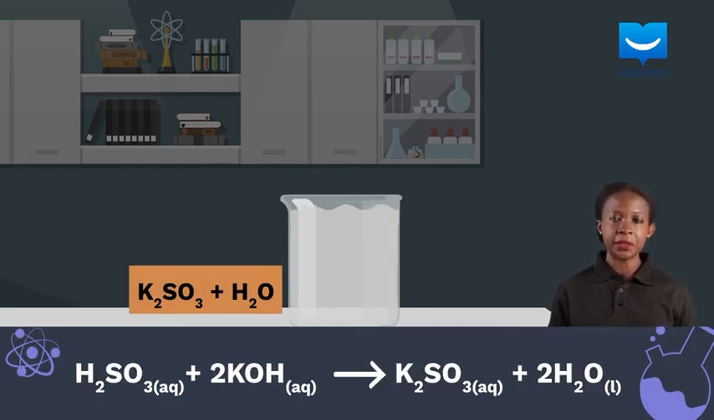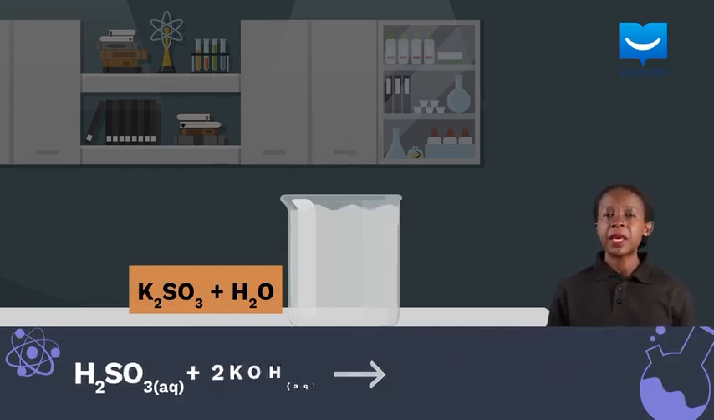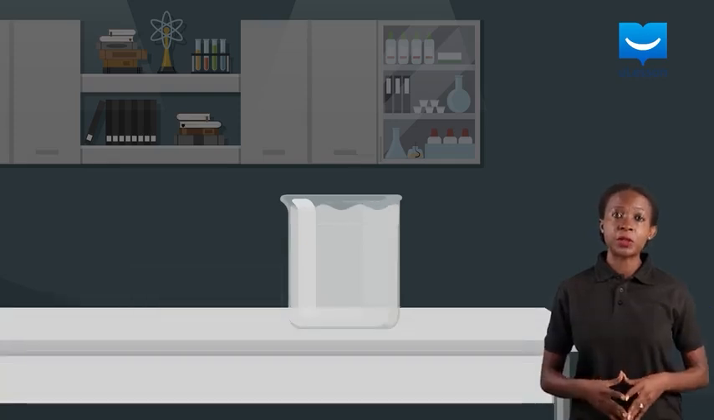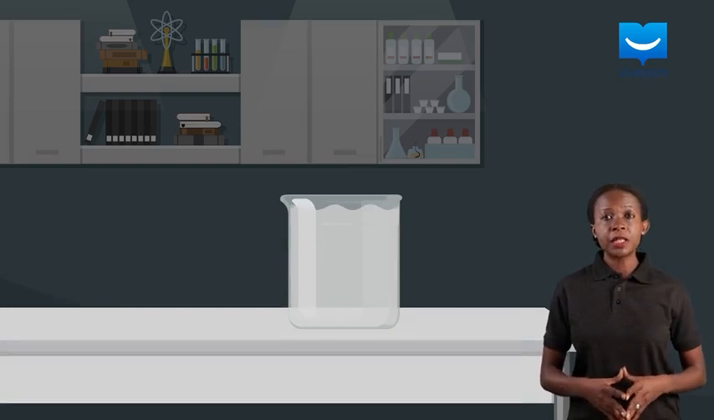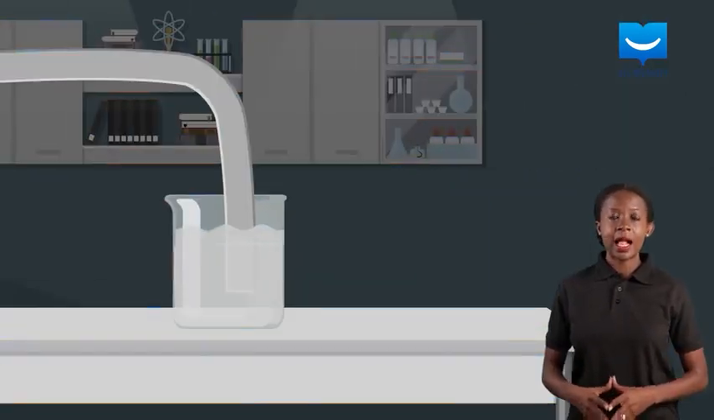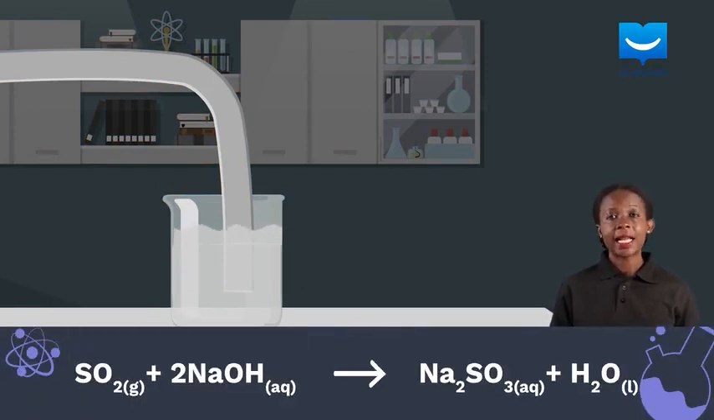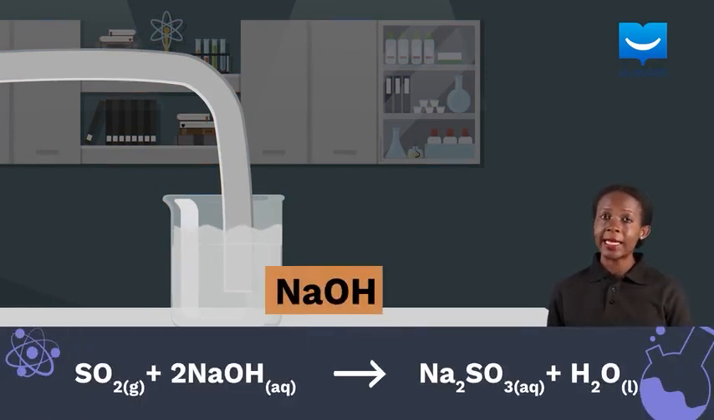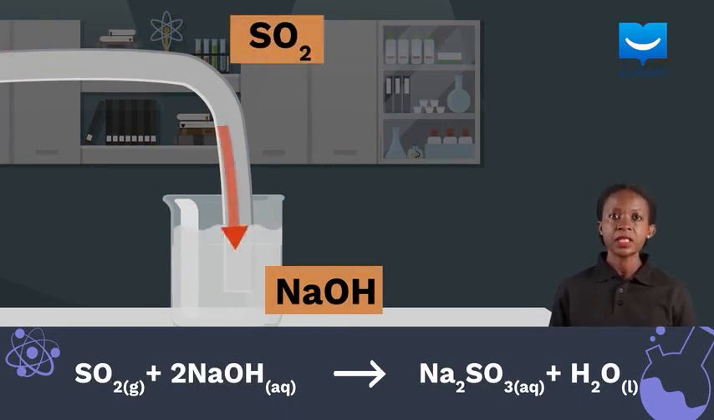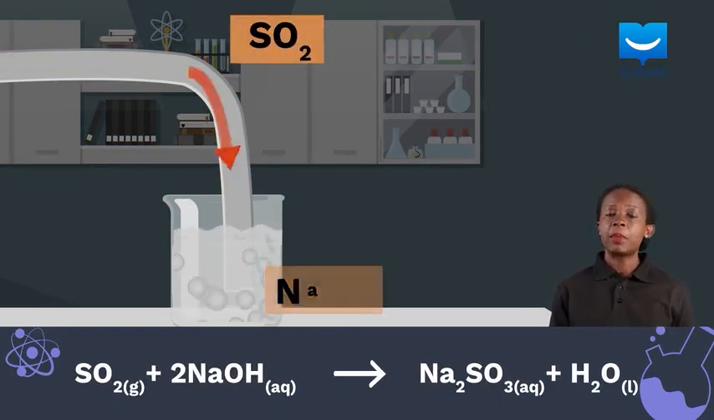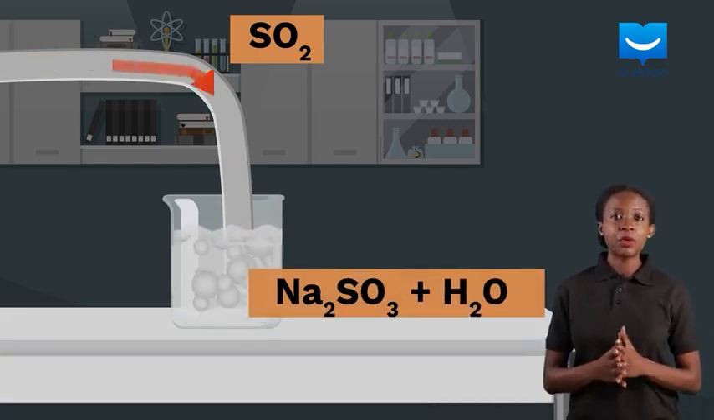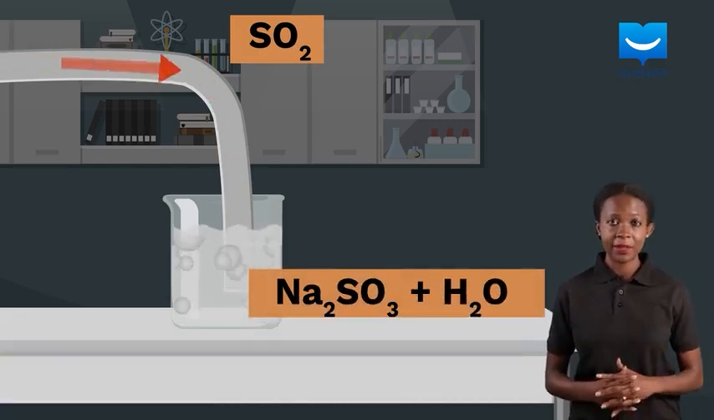chemical equation here. An alternative method of preparing trioxosulfate 4 salts is to replace the trioxosulfate 4 acid used in the neutralization reaction with sulfur 4 oxide gas. As shown in the chemical equation here, sodium hydroxide can be reacted with sulfur 4 oxide gas to prepare sodium trioxosulfate 4. This can be achieved by bubbling sulfur 4 oxide gas through a solution of sodium hydroxide.